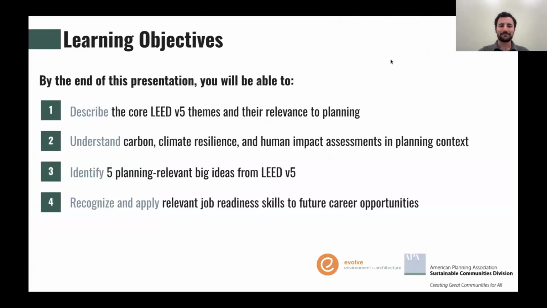By the end of today, you'll understand the core themes of LEED V5, how mandatory carbon, climate, and human impact assessments fit into your work, and walk away with 5 big ideas you can apply directly to your projects.